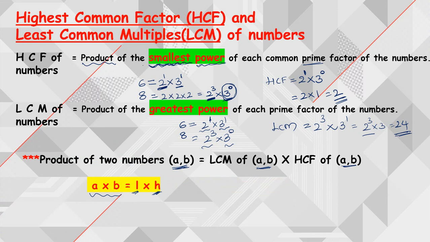So this is applicable only for two numbers, so you need to remember this. Only for two numbers can you go with this particular formula. For three numbers you need to go with the normal procedure, right? Now let's move on with the problems.